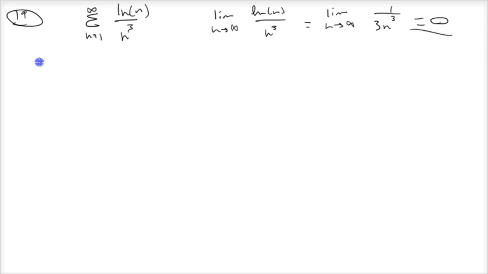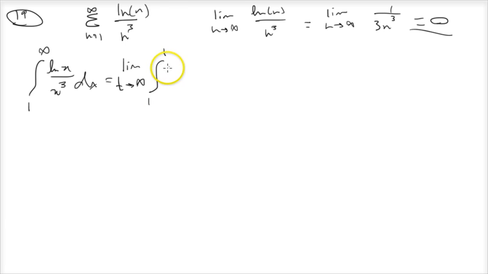So we're going to get the integral from 1 to infinity of the natural log of x over x cubed dx, and we're going to write this out as a limit. The limit as t approaches infinity between 1 and t of the natural log of x times x to the negative third dx. And now it looks like we are going to need to use our integration by parts technique.